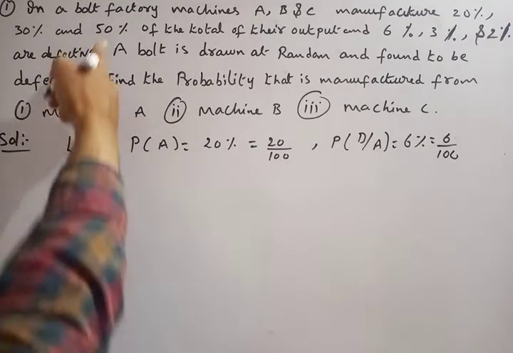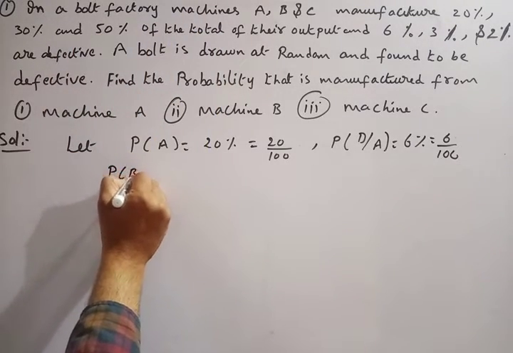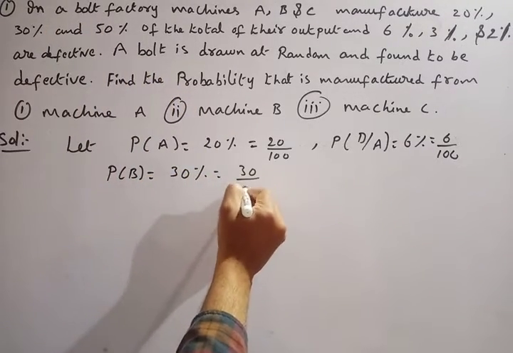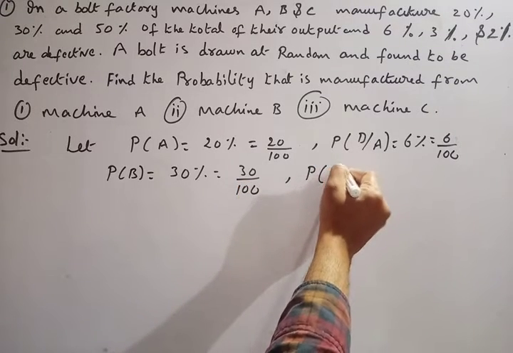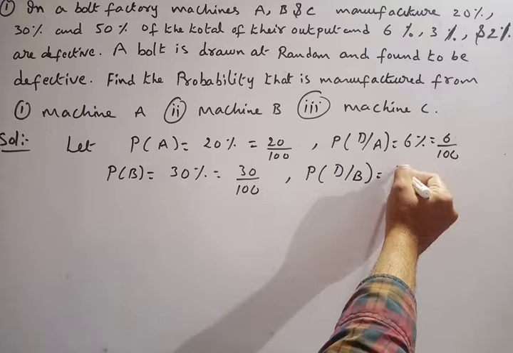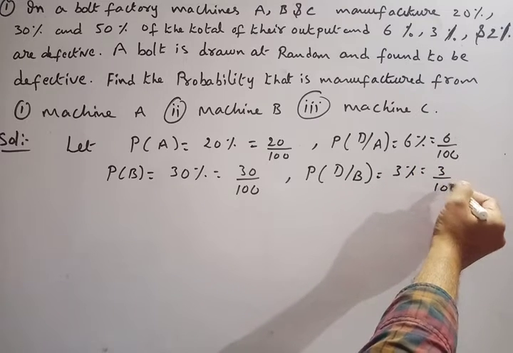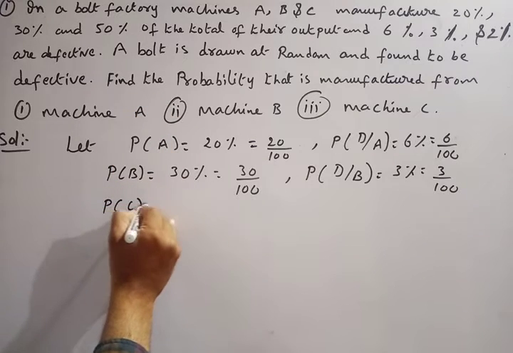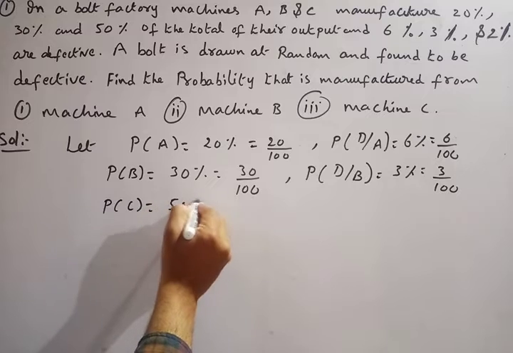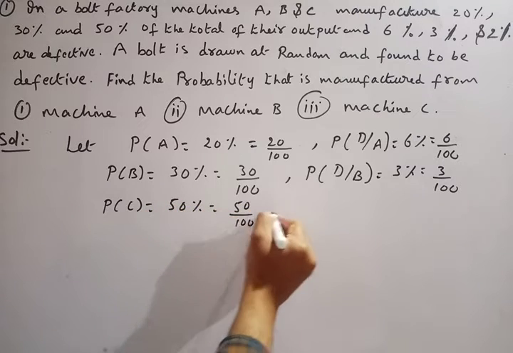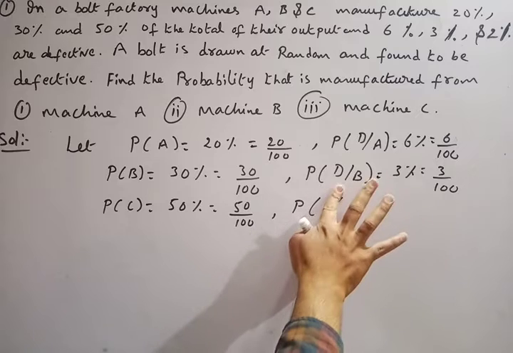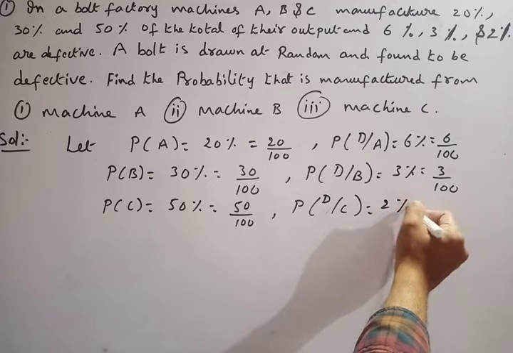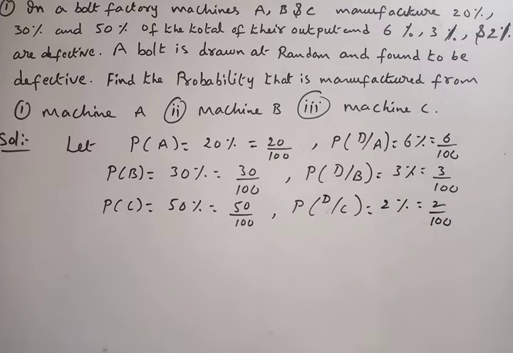Right? Next, the manufacturing probability of machine B. P of B is how much? 30%, that is 30 by 100. Then defective in B, P of D given B, is 3%, that is 3 by 100. Next, the manufacturing probability of machine C. P of C is how much? 50% of the total output, so 50 by 100. Then P of D given C is 2%, that is 2 by 100. Right? So till here it is the given data.